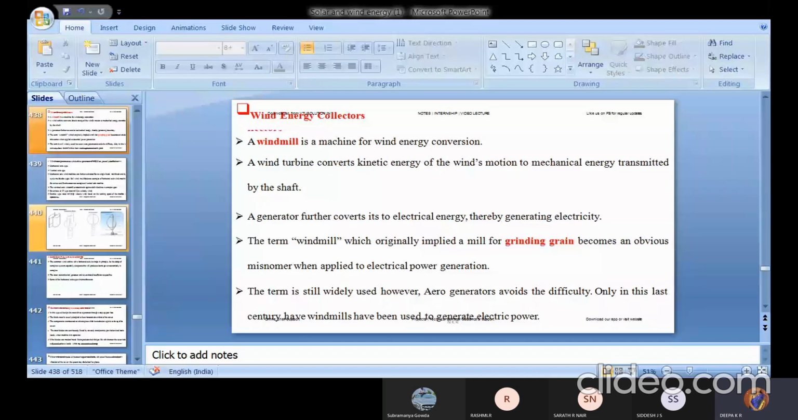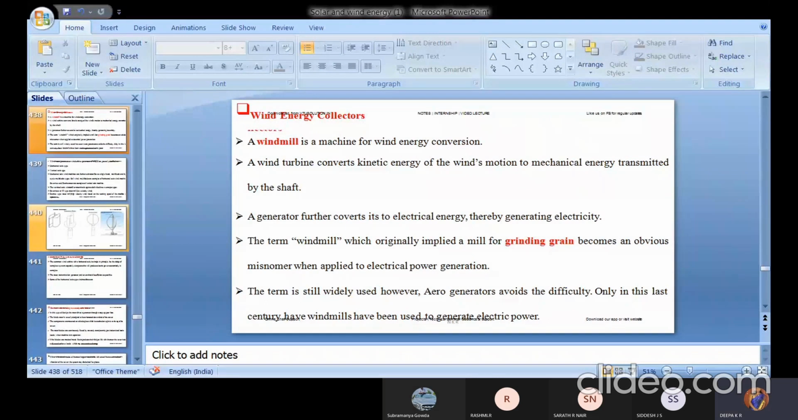An obvious misnomer when applied to electrical power generation, because earlier there was no thought of generating electricity. People used it just for household and minimal applications, and the term is still widely used. Still, people say windmill only. Now we also say windmill directly, not wind energy conversion system.